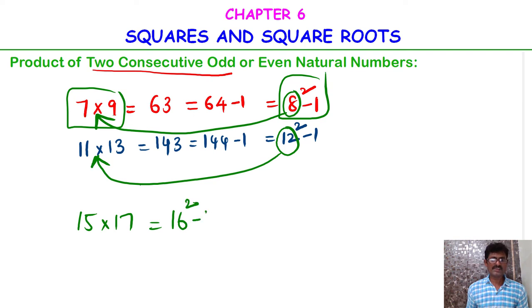So 16 square minus 1. 16 square is 256 minus 1, which is equal to 255. So 15 times 17 is 255. Here we took odd numbers.